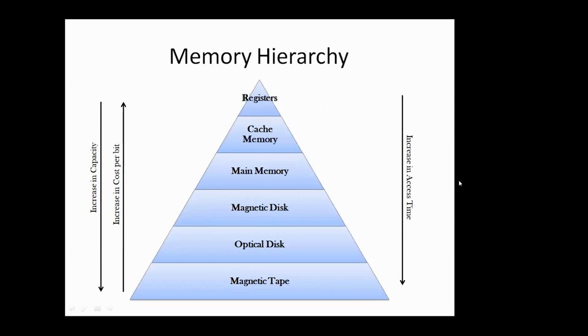Now let us have a look at memory hierarchy. If you look at your screen, there is a pyramid-like structure. What is this structure? This is an arrangement of various types of memories, and the arrangement is in terms of their access time. So the fastest is at the top, then the second, then the third, and like this.